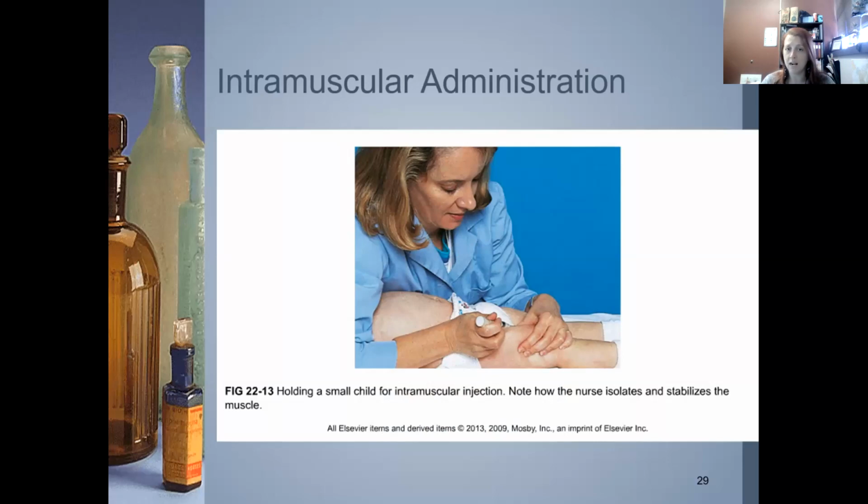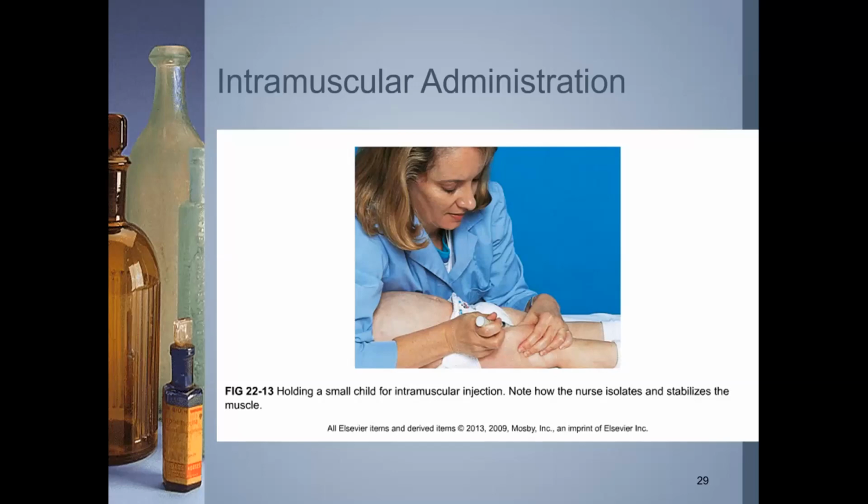Max amount of an IM injection is an important part of giving IM medications. Does anybody remember how much your max administration amount should be for one IM injection in an adult? Like how many milliliters can it be, or should it be?